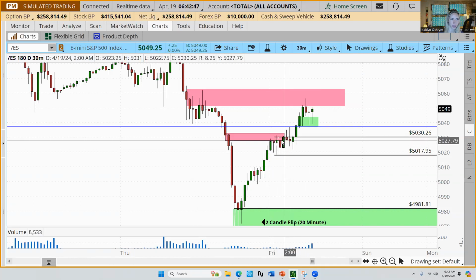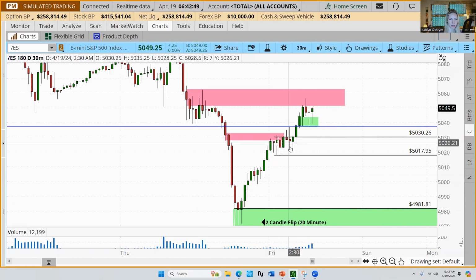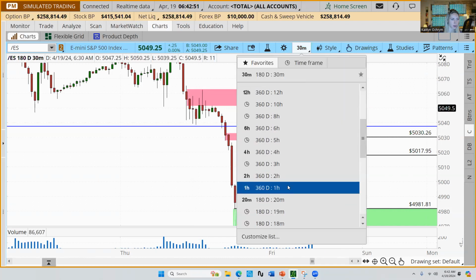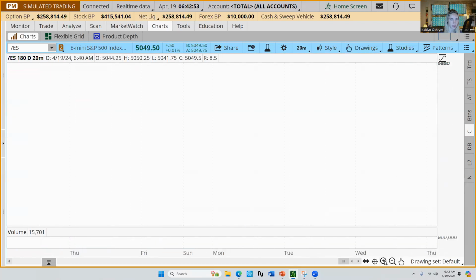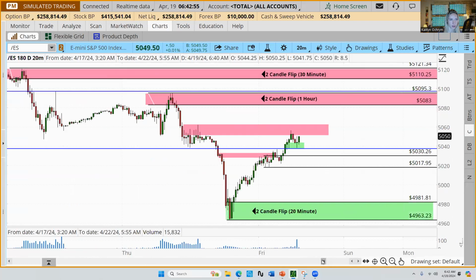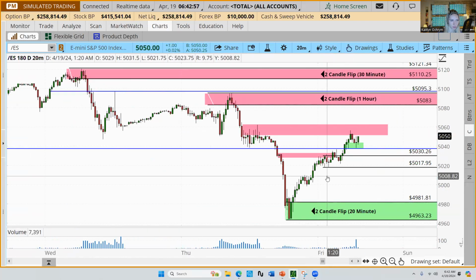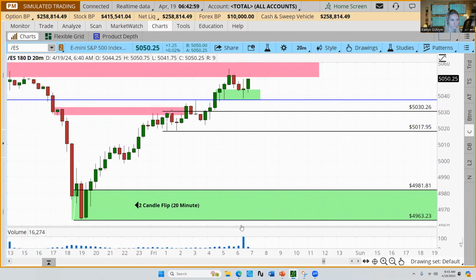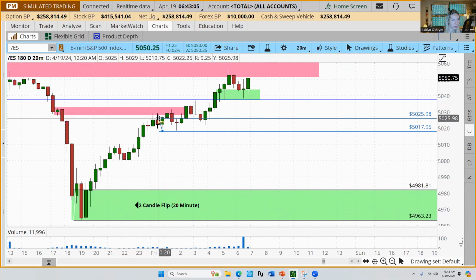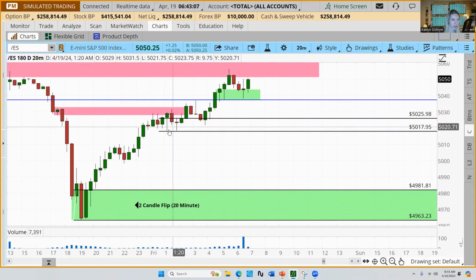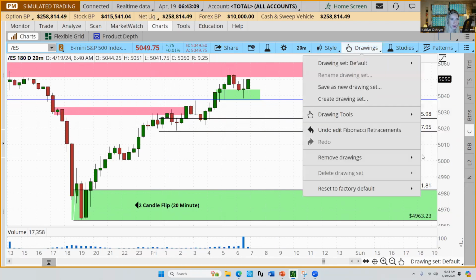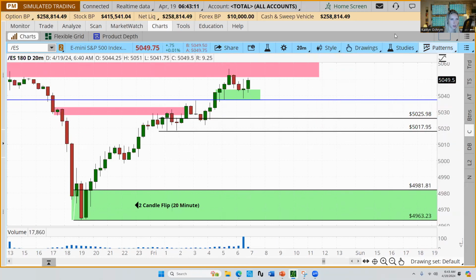I would just maybe adjust the time frame down to hone in on this zone down here. See if we can get it on a 20-minute. Yeah, this one's good. So our 2-candle flip, I'm liking this red and green here. And it's lining up with this wiki area down here.